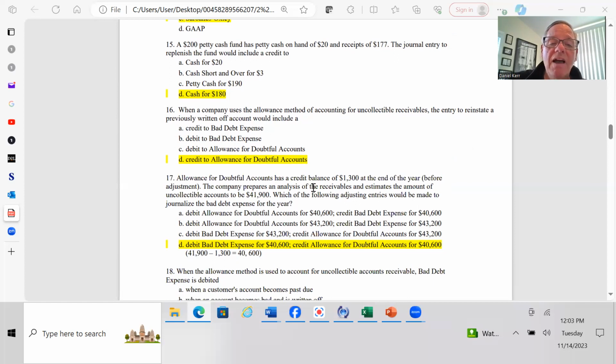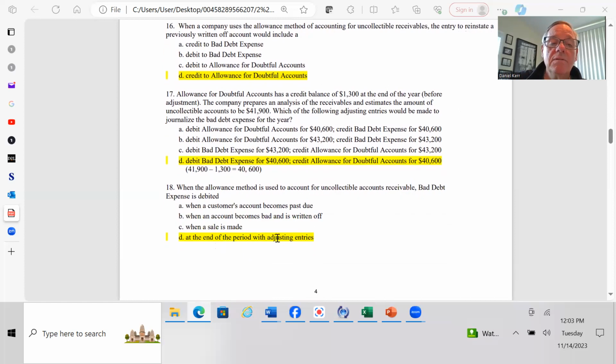17, the allowance for doubtful accounts has a credit balance of $1,300 at the end of the year before adjustment. The company prepares an analysis and estimates the amount that's going to prove to be uncollectible is $41,900. What is the amount of the adjusting entry? Well, you've got to bring the balance of the allowance account up to $41,900, but you've already got a $1,300 credit balance. So the amount you've got to increase the allowance is $40,600. So the answer there is D. Debit bad debts expense $40,600, credit allowance for doubtful accounts.